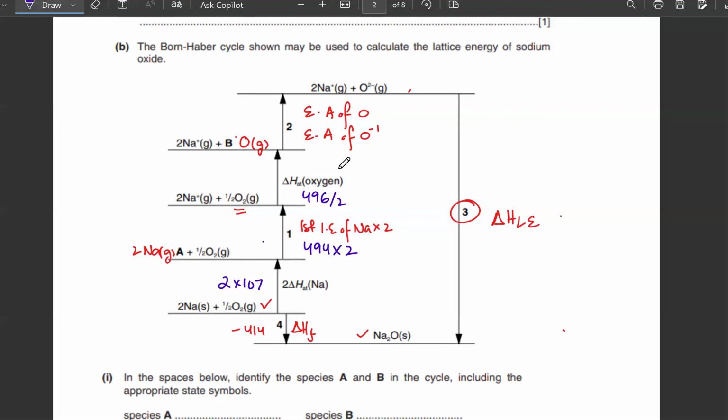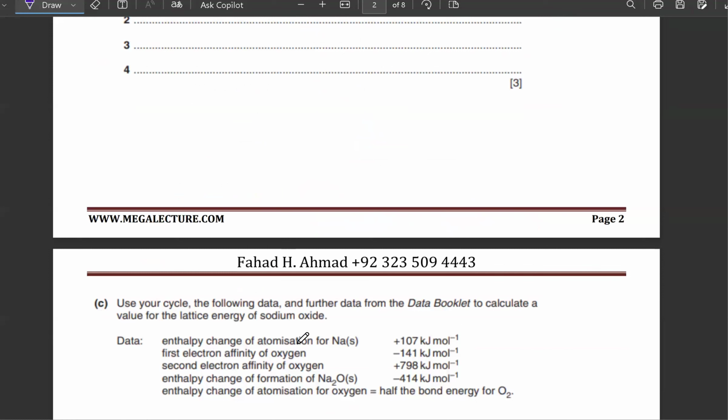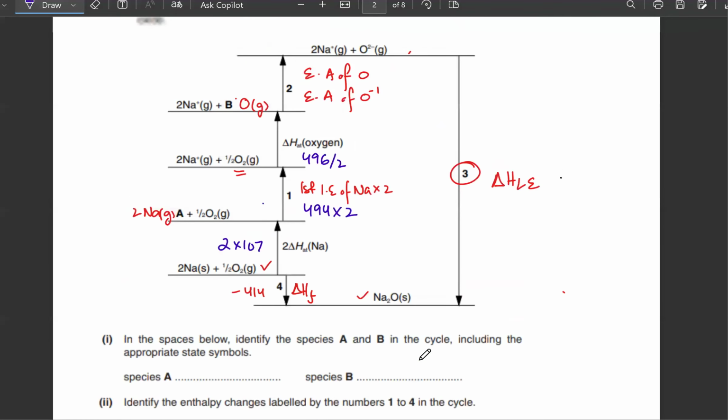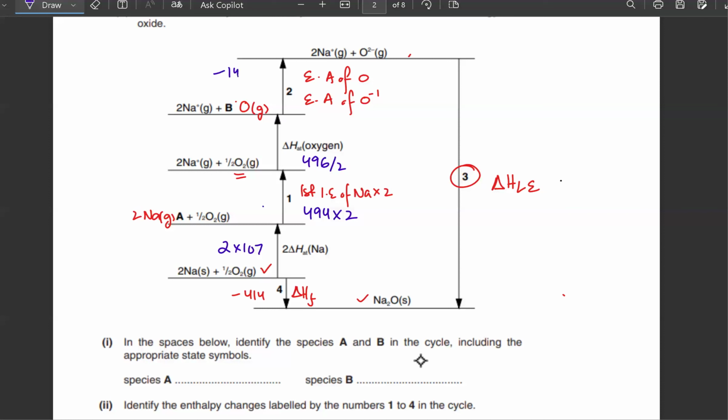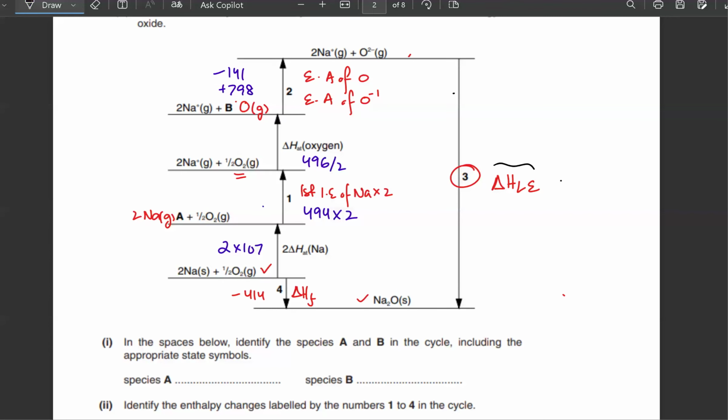The electron affinities are given. The first electron affinity is minus 141. The second one is 798. So minus 141 and 798. Again, be very careful with the moles in the equation. Anyways, lattice energy. How do you find lattice energy? One path is equal to the other path, so the arrows have to go in the opposite direction. So your lattice enthalpy would be plus 141, minus 798, and then minus 496 divided by 2.